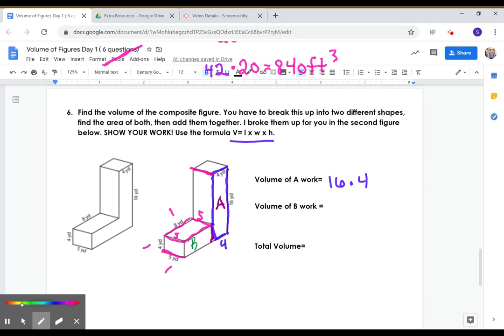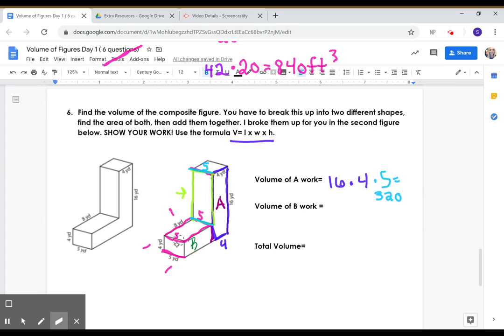So I know this piece is also 5. Now, if I keep going up, I could start to see, okay, I have a 5. Now, I don't know this side yet, but I could figure it out, but we actually don't need to figure that piece out. If I know this is 5, I know this piece is also 5, so that would be my missing piece. So I just found the volume for A. 16 times 4 times 5 gives me, I'm going to put underneath, 320. Okay, so now I need to find B.